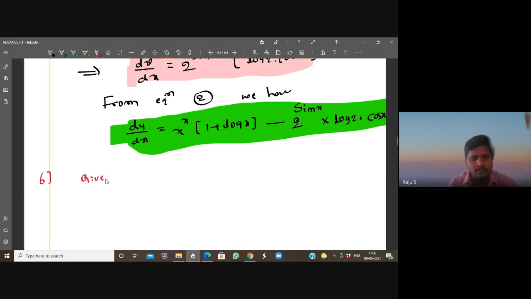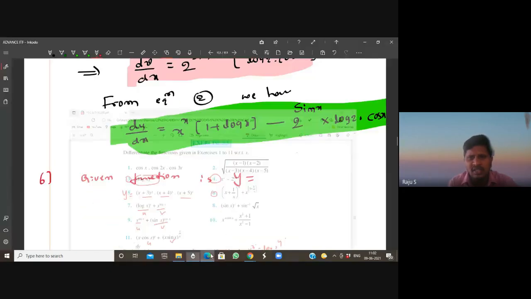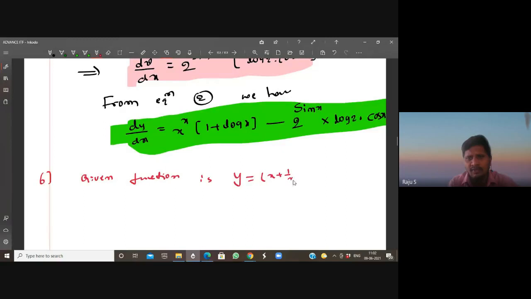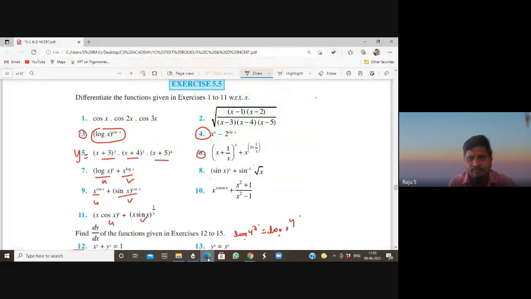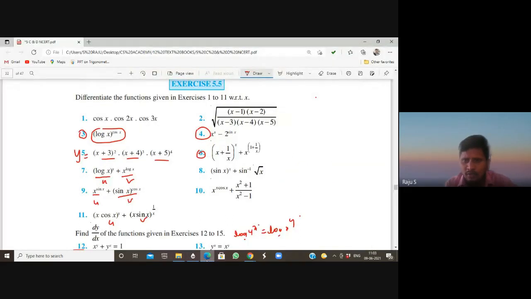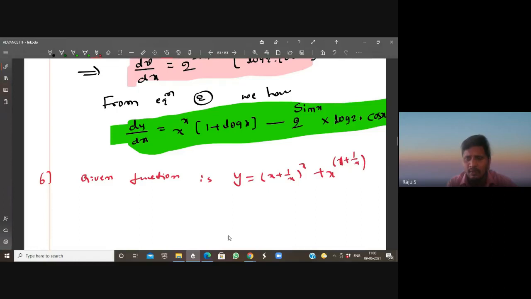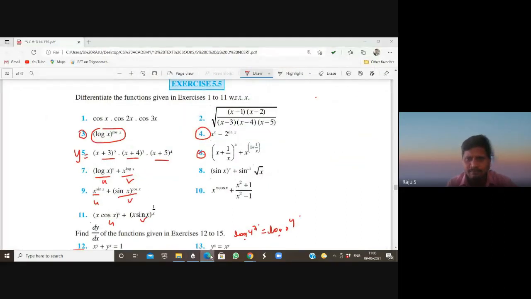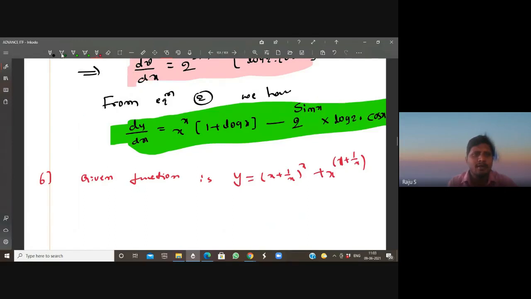Given function y is equal to, what is the given function? (x plus 1 by x) all to the power of x, plus x to the power of (1 plus 1 by x). Am I right? Sorry, not x plus 1, it is x to the power of 1 plus 1 by x. Let us take this as equation 1. Clear?